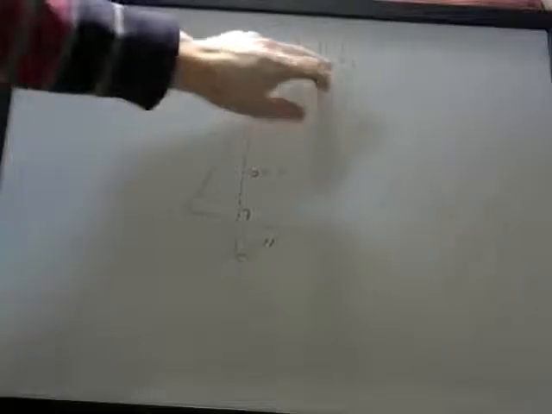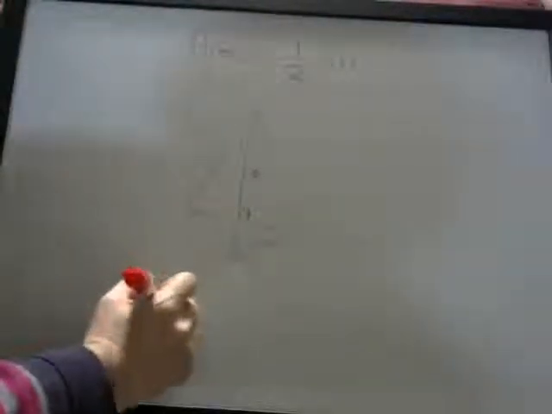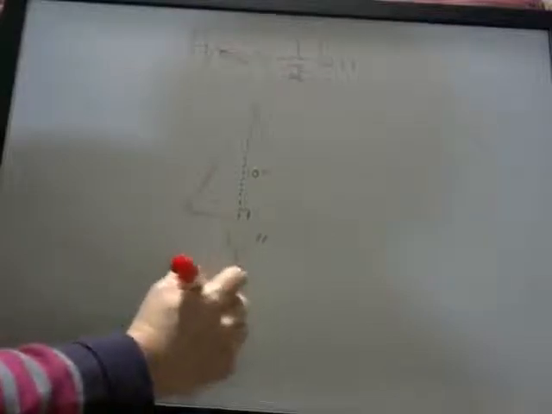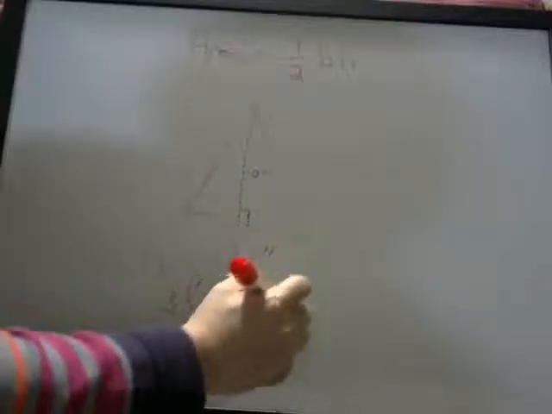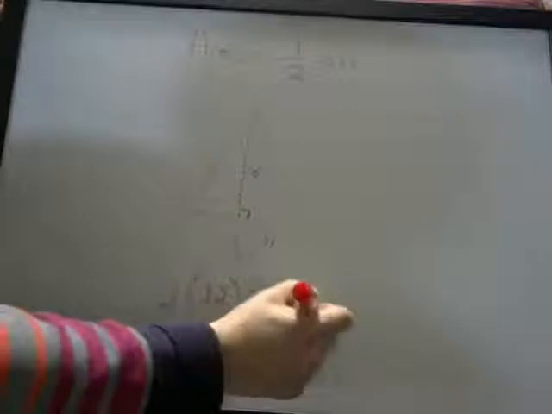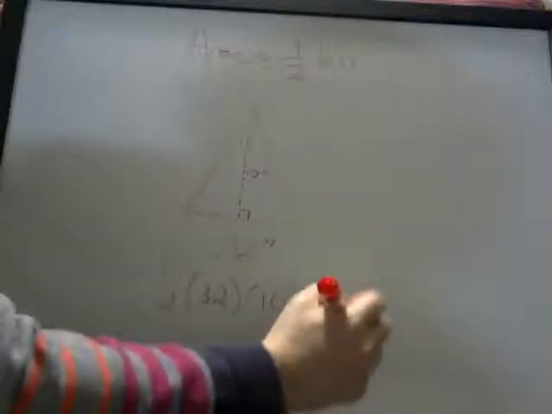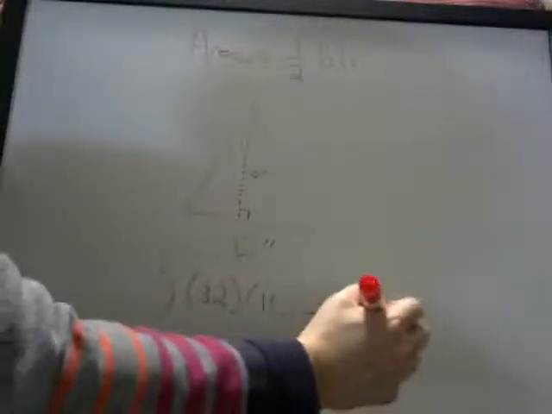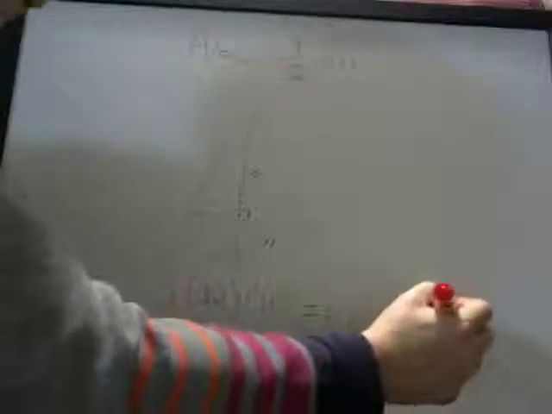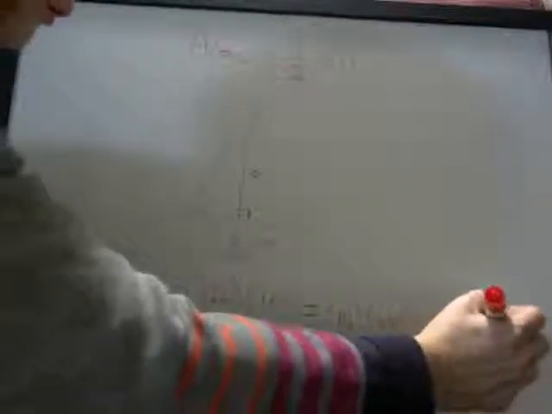Again, we don't care what the length of the two sides are. All we care about is the base and the height. So we solve it the same way. 1/2 times the base is 32, the height is 10. Half of 32 is 16 times 10 equals 160 inches squared. Again, remember, it's squared units.